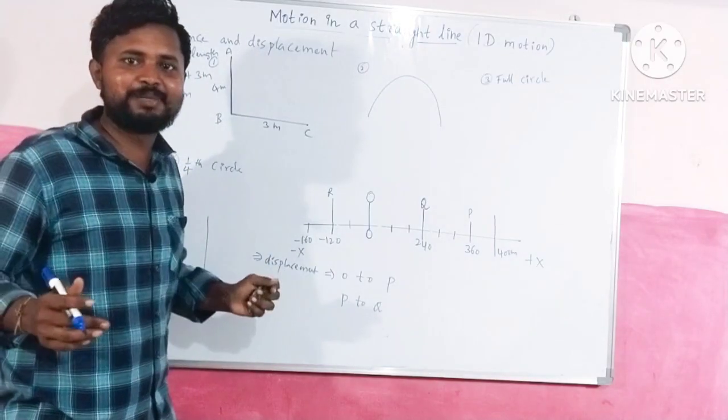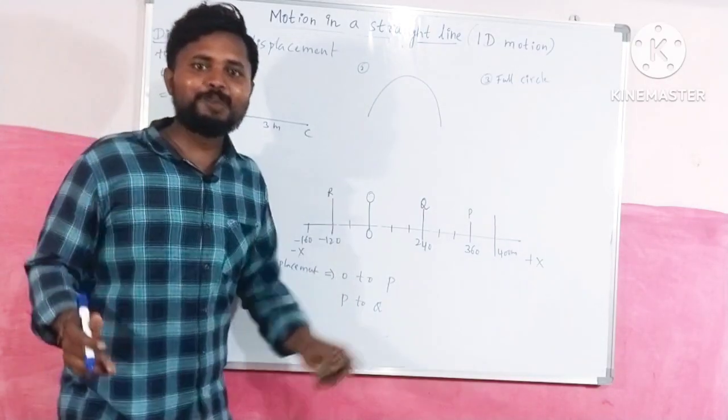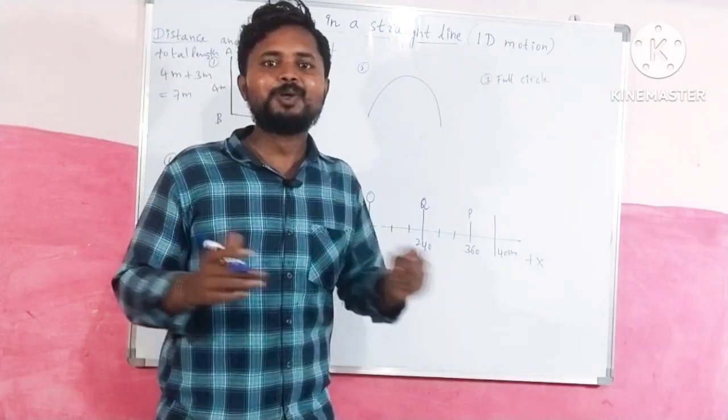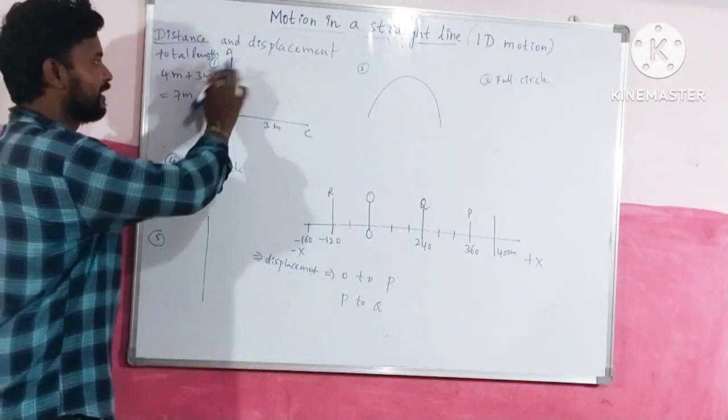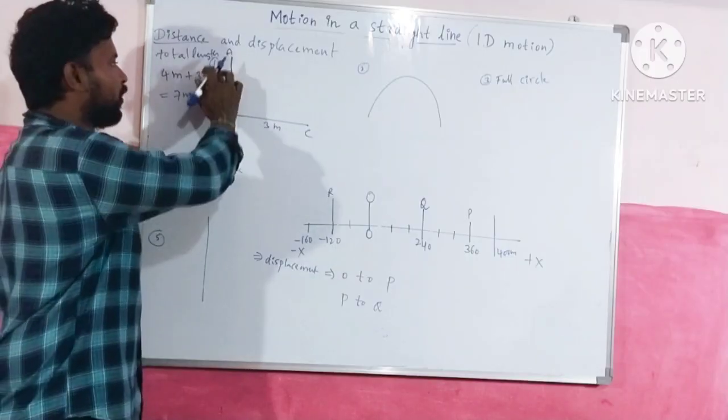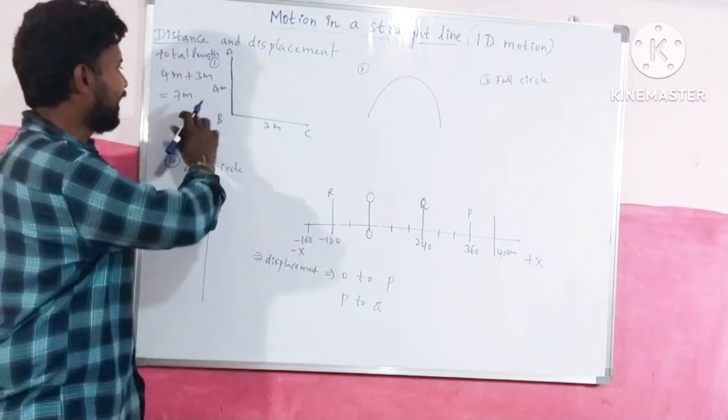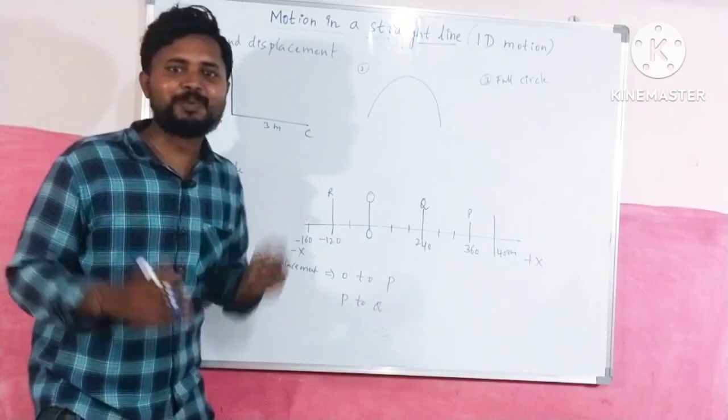Distance means the total length covered by a body during the motion. So during the journey, the body covered a distance of 4 meters plus 3 meters. That is the distance. What is the displacement?